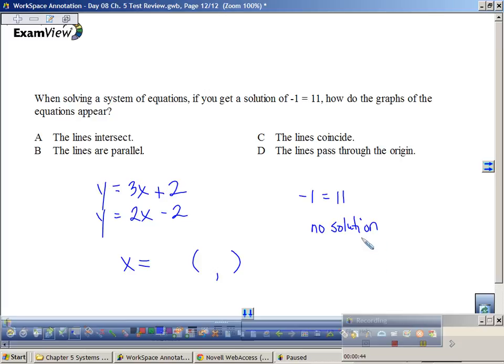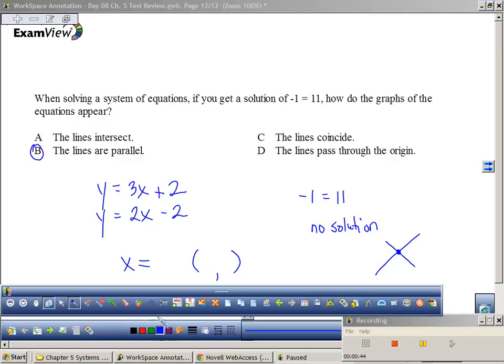What type of lines have no solution? Parallel lines, because a solution means an intersection between two lines. If there's no solution, there's no possible time that these lines are going to intersect. They must be parallel. Questions on that?